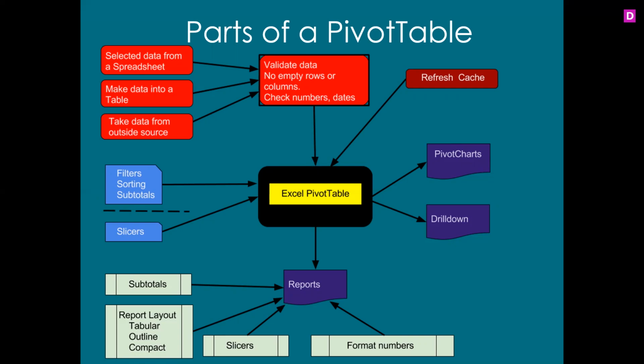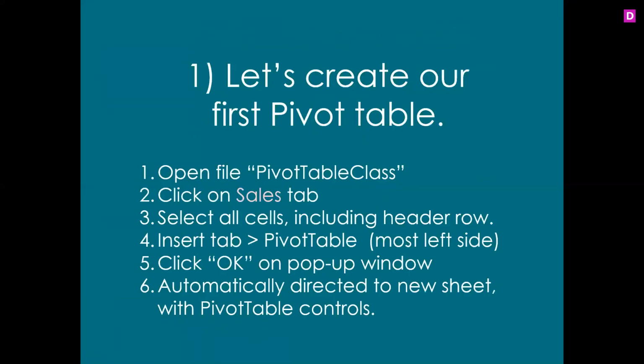We want to create a pivot chart, drill down report, slicer, and filtering of data, selecting the data from the spreadsheet. We can select this data. We can select the slicer, this value, subtotal, and report layout. In tabular format, we can go for the outline format or the compact format, and we want to create the format as a number.